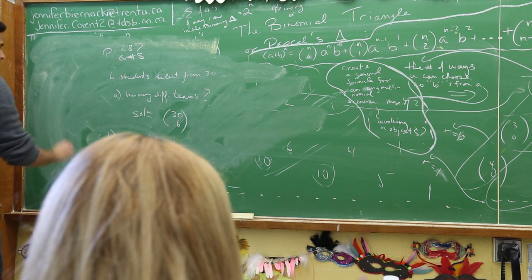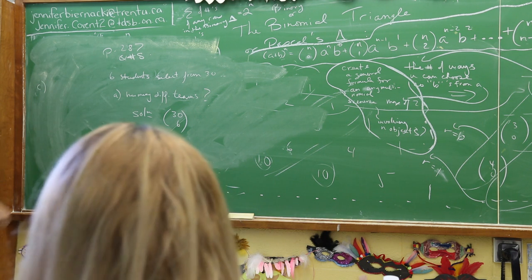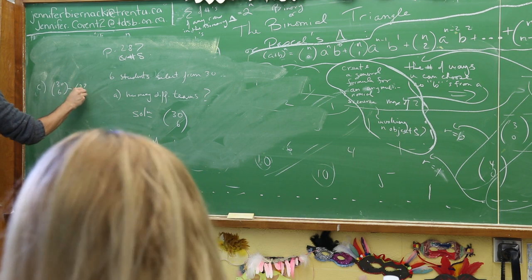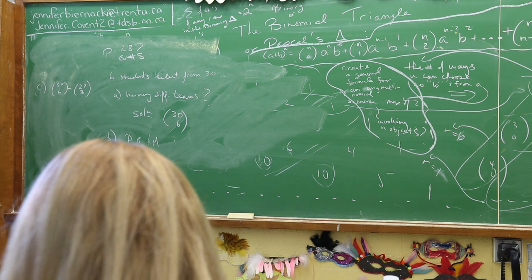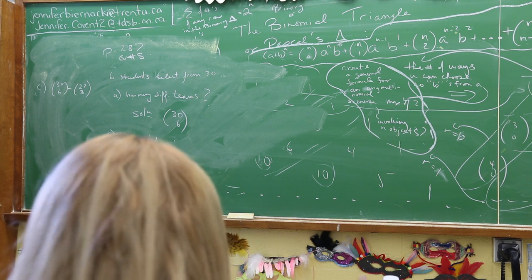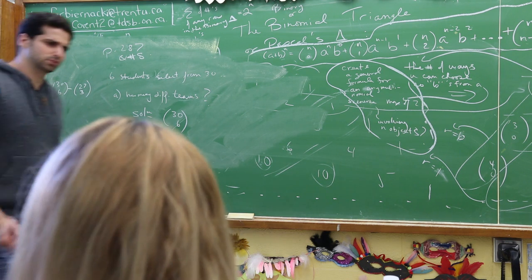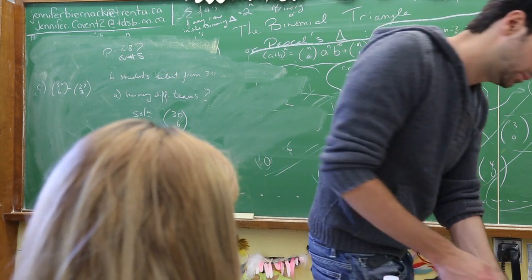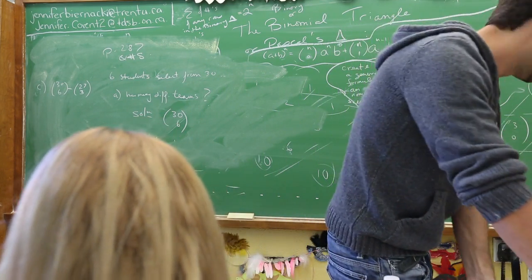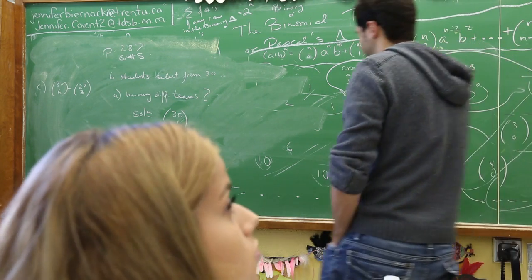What's C? How many teams would not include P, G, and M? 30 choose 6 minus 27 choose 3. Indirect. Right? What's next? D. That's it. Let me see what else I've assigned. Let's do 12. What's 12?